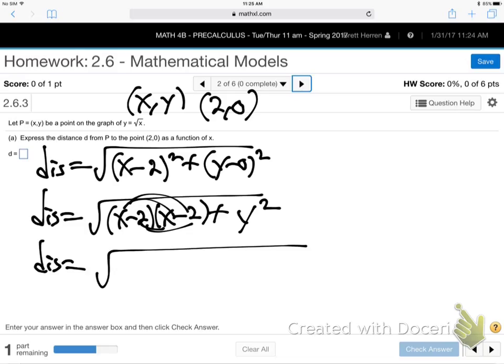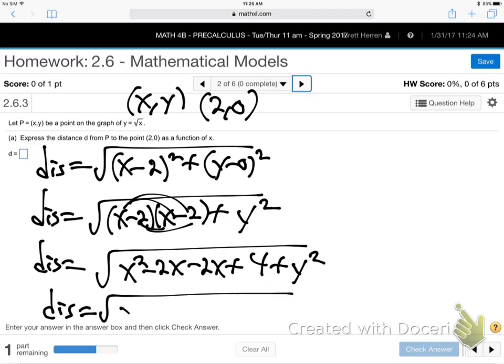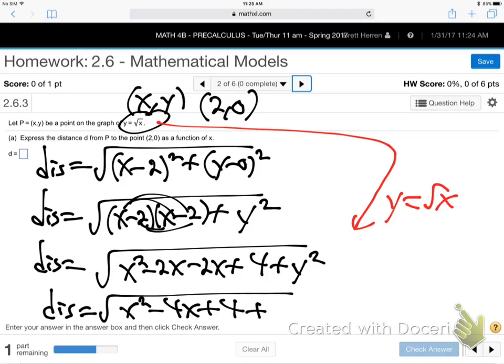So FOIL, like so. And then we get x squared minus 4x plus 4 plus, and then what do we put in for y squared? Yeah, we plug in the original equation as given to us. Right there, y equals the root of x. Plug that in right there. So root of x squared, which is just going to be x. Everybody seeing that okay?